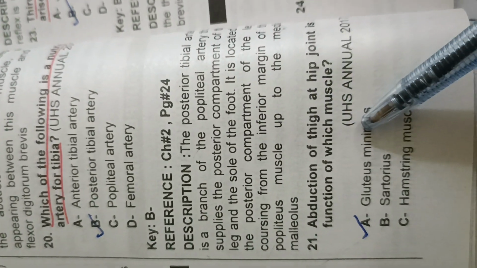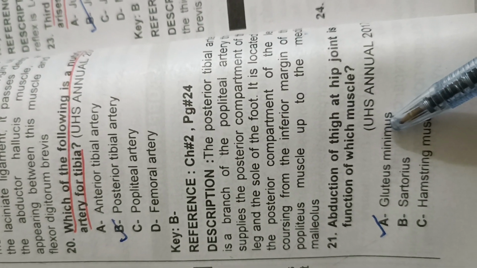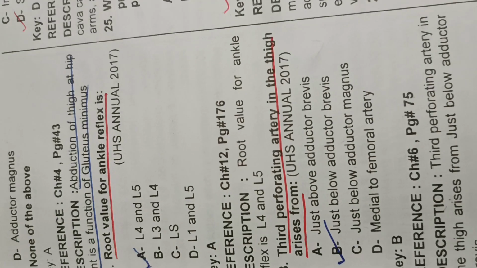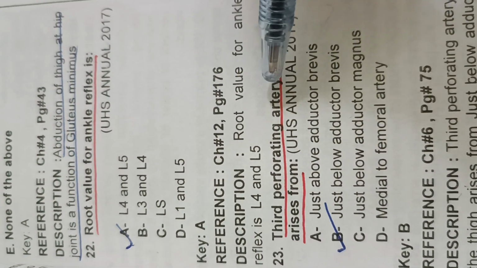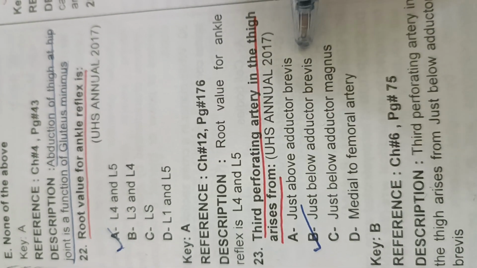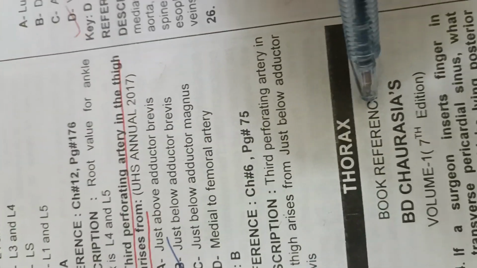Which of the following is a nutrient artery for tibia? Posterior tibial artery. Abduction of thigh at hip joint is function of which muscle? Gluteus minimus. Root value for the ankle reflex is L4 and L5. Third perforating artery in the thigh arises from just below the adductor brevis.